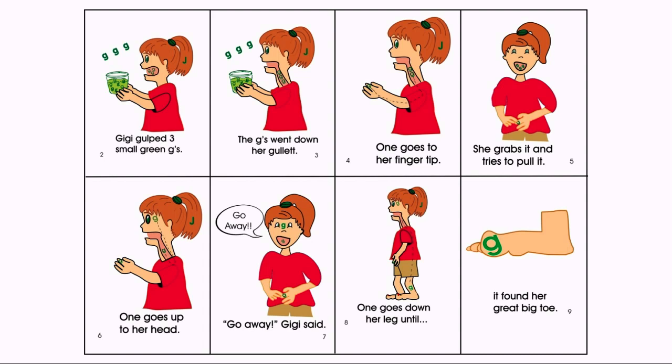And let's follow where the G traveled. The G traveled all the way to her fingertip, and you can see it in the tip of her finger. So those G's go right down her throat and to someplace on Gigi. So now we can look at the text. Okay, one goes to her fingertip.